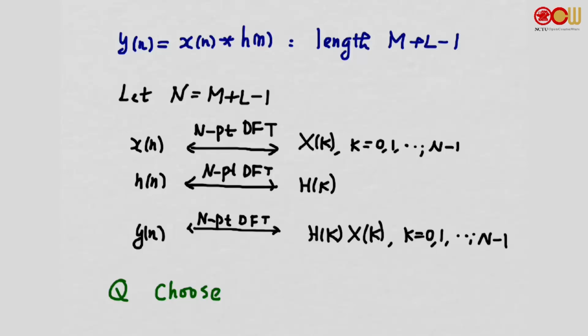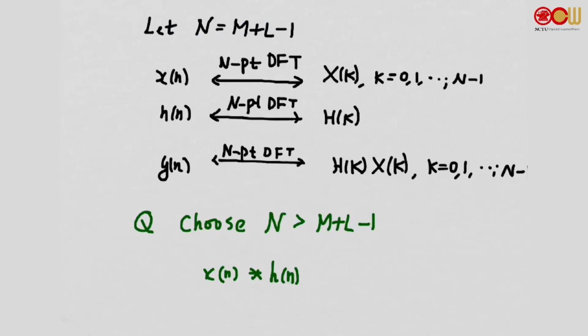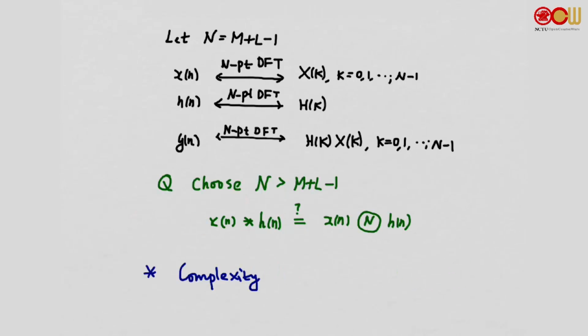Let me ask a question. Suppose you have already verified that indeed this is true. Let's say, suppose we choose n that's not equal to m plus l minus 1. Let's say we choose the number of DFT points, or the number of circular convolution points n, to be larger than m plus l minus 1. Do we still get the same result as linear convolution? So if we choose n greater than m plus l minus 1, m is the length of x, l is the length of h, is the linear convolution result the same as circular convolution result?